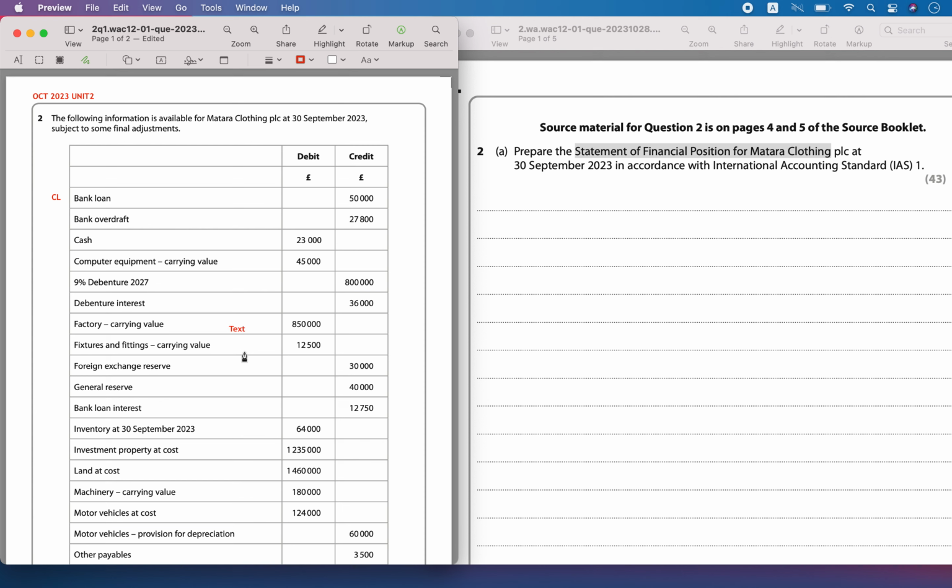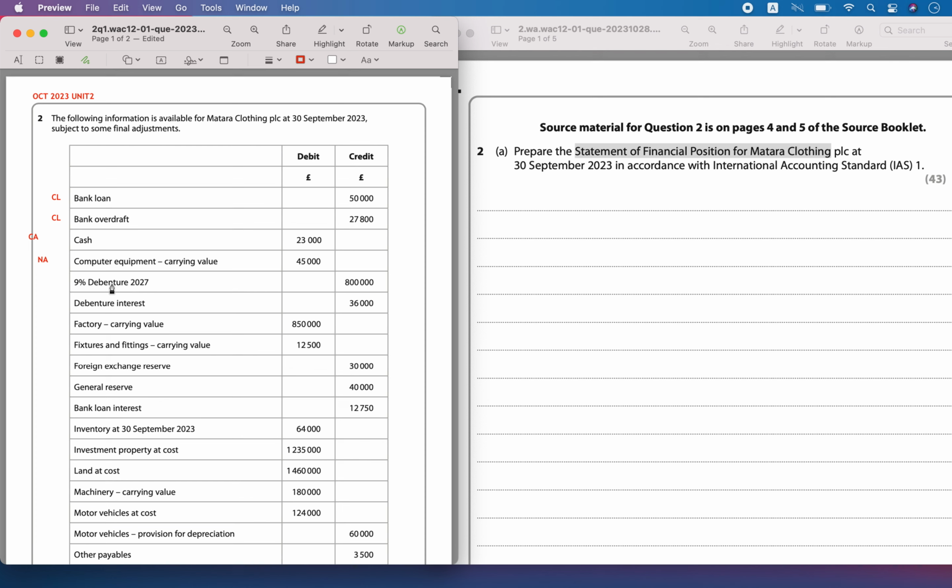This is going to come under the current liability category. Then the bank overdraft is also a current liability. It needs to be paid within this year. Then you have the cash. Cash is going to be a current asset. Then you have computer equipment at carrying value. This is a non-current asset. So let's write this as non-current asset. And then you have the 9% debenture 2027.